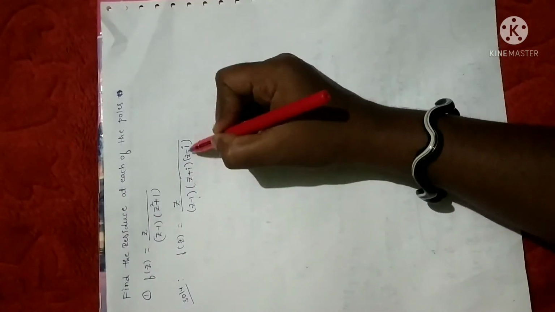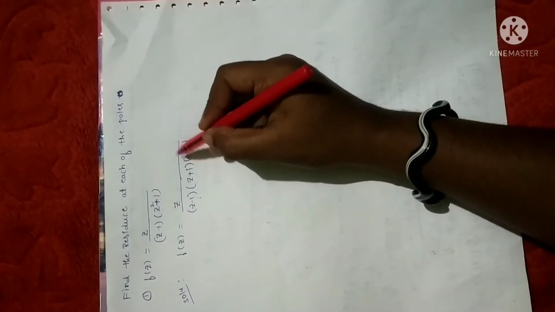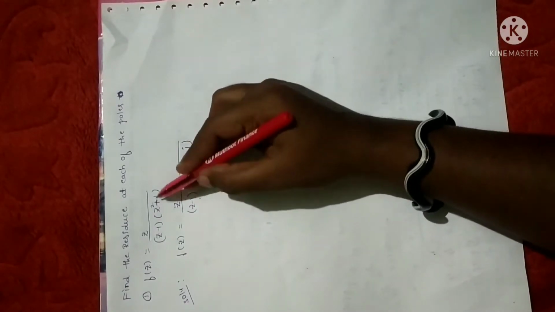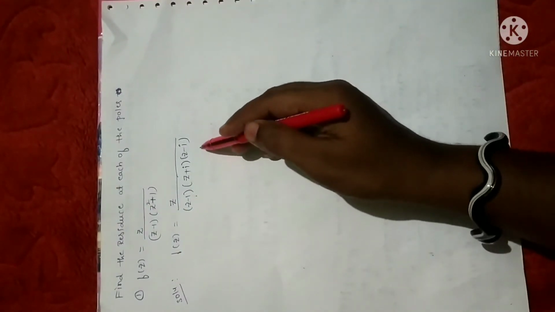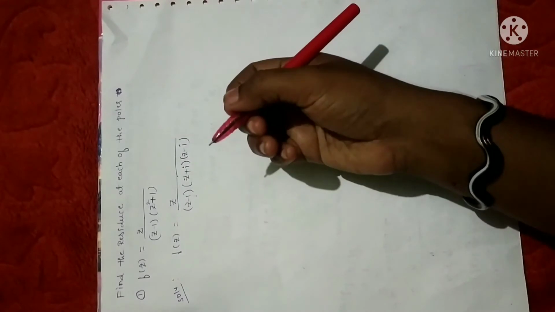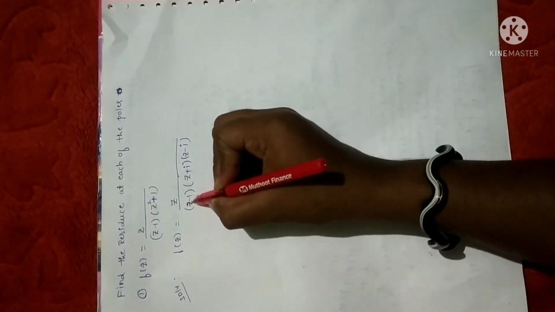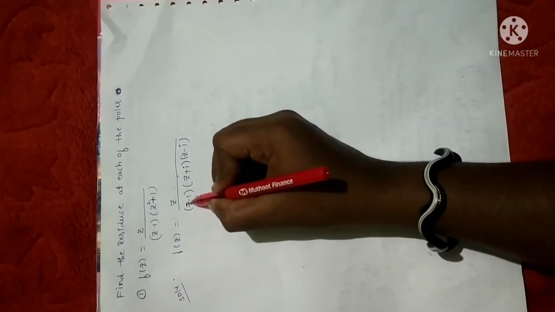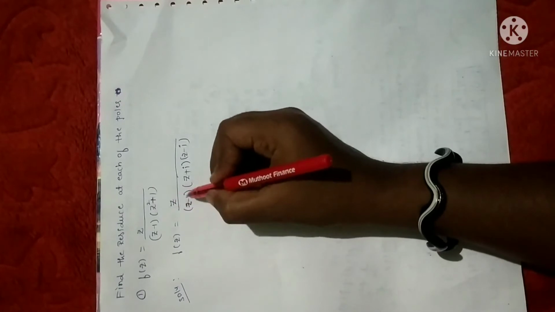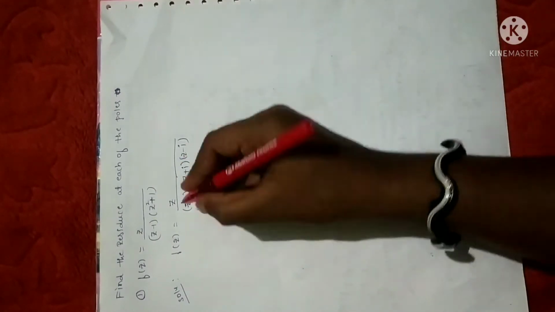See here, (a plus b) into (a minus b): a square is none other than z square, b square is none other than i square, whose value is minus 1, so minus of minus will become plus. Fine. So the given function I have rewritten like this. Now you are already familiar with simple poles. A simple pole is none other than a value of z at which the function will not become analytic, right? If you put z is equal to 1, you will get 1 minus 1 is 0, so anything divided by 0 will be infinity, so the function will not become analytic.